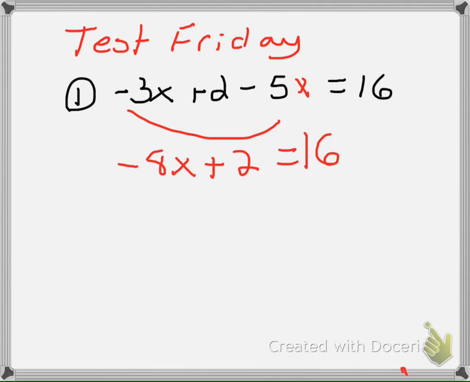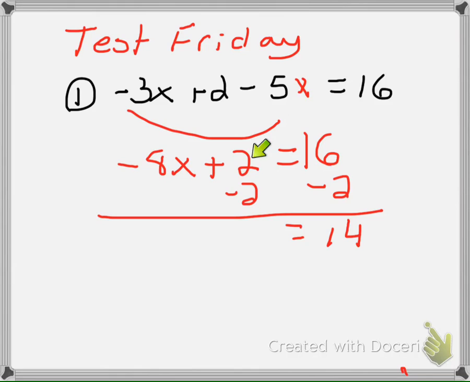What do you always get rid of first? Hope you said addition and subtraction. That means this. So subtract 2 here, subtract 2 here. 16 take away 2 is 14. This cancels out. Negative 8x.